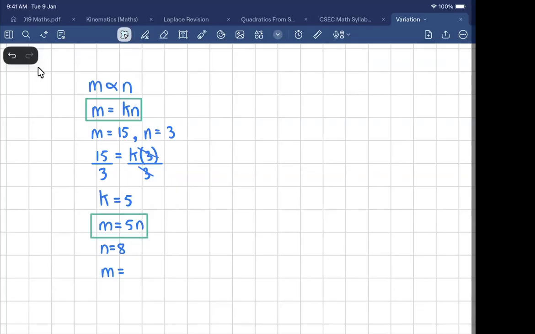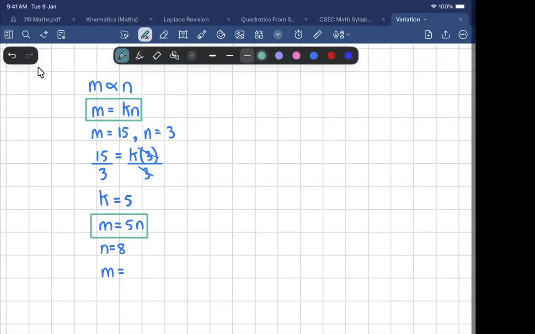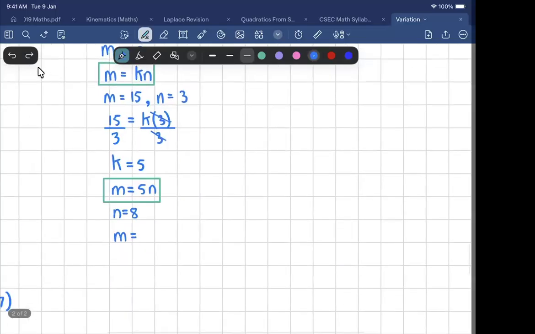Exactly. And n is? Nah, n is 8. They're telling us that n is 8. So that would be 5 times 8, right? Because m is just 5 times whatever n is. So if n is 8, m would be 5 times 8. So 5 times 8 is? 40. That's the answer.